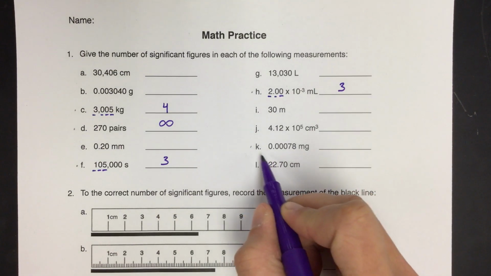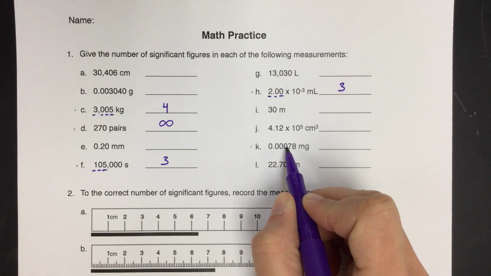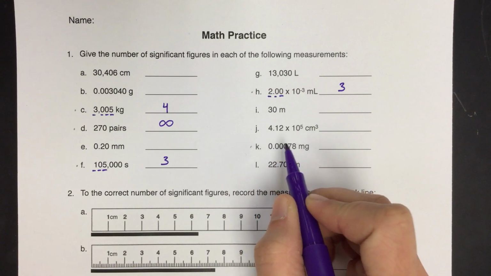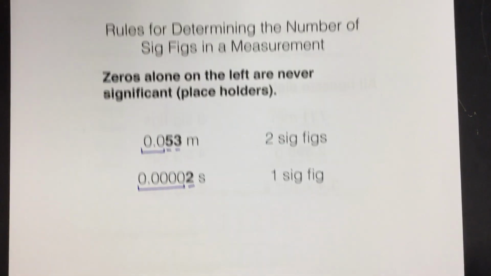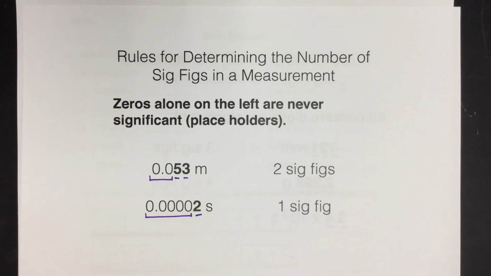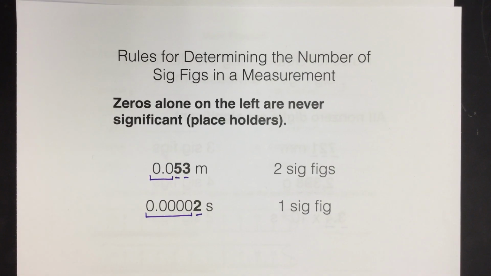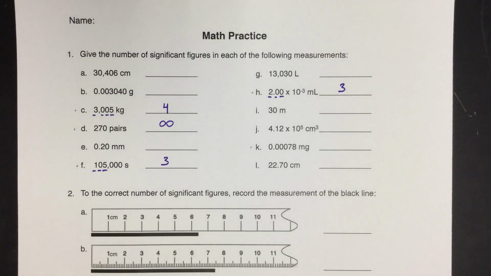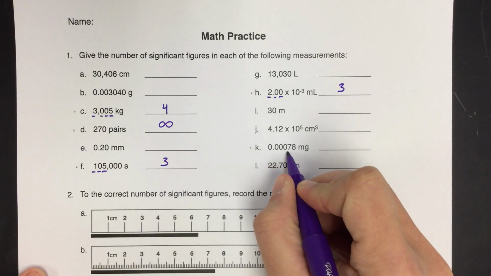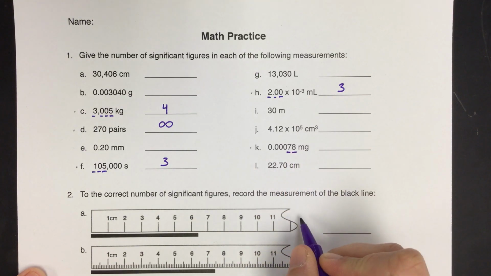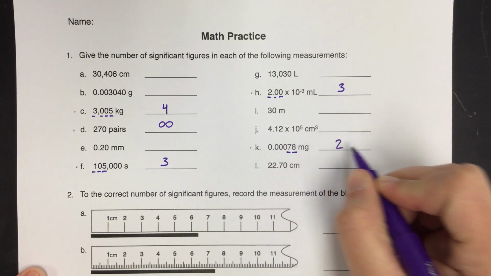And the last one we'll do, number 1K, we have a bunch of zeros here alone on the left. So if we look back at our rule, zeros alone on the left are never significant, no matter how many zeros there are, no matter if there's a decimal point. If they're hanging out by themselves, these zeros are not significant. The only digits that are significant here are the 7 and the 8. So there are only 2 sig figs here.